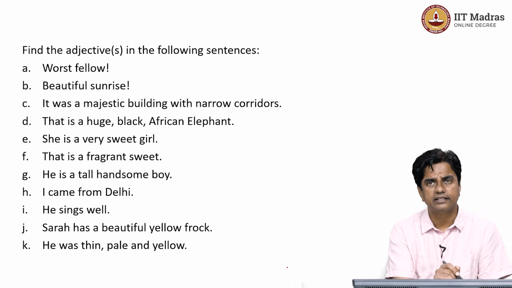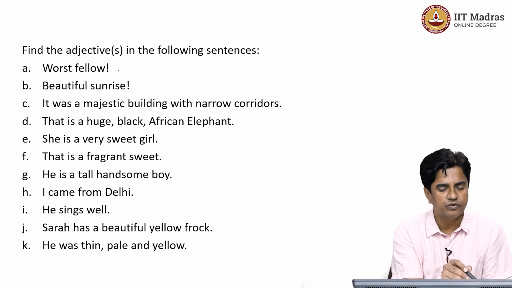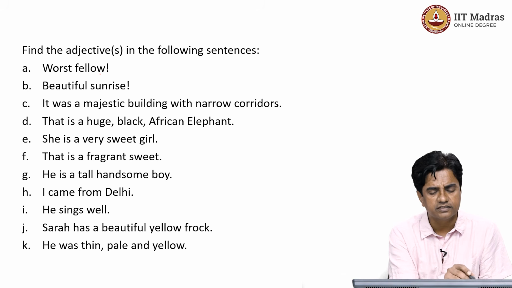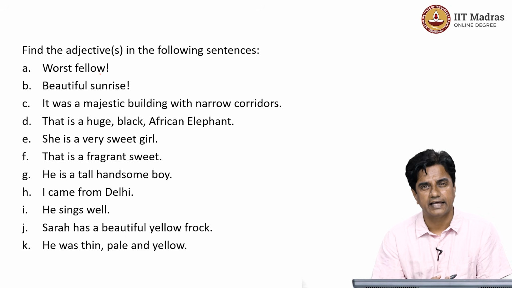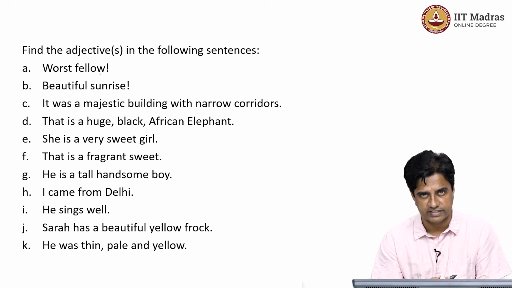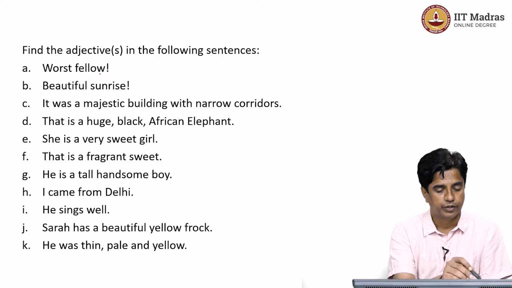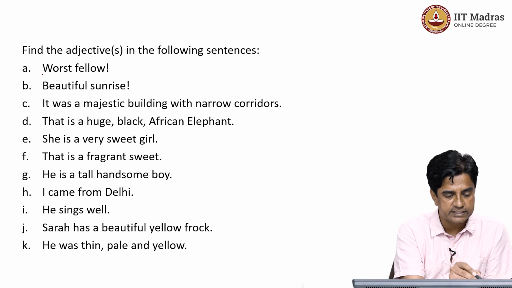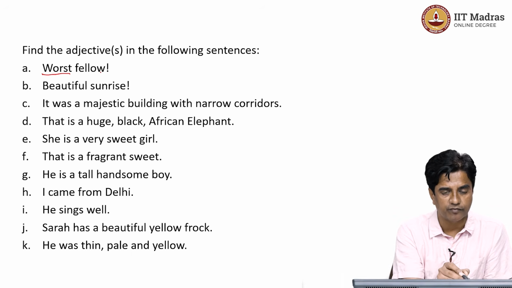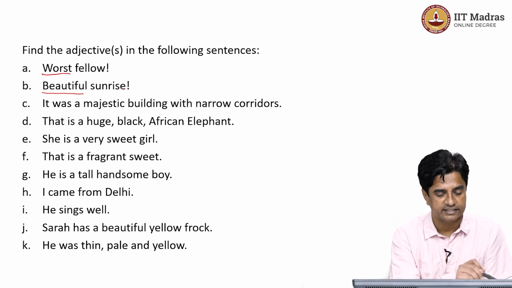We hear these kinds of sentences when people speak. What do we hear? Worst fellow. This could be a sarcastic remark. This could be a hilarious remark among friends or something. Usually we don't want to say this, worst fellow. But if we need to, then we do. Beautiful sunrise. So this is the adjective modifying this noun. Beautiful is the adjective modifying sunrise.